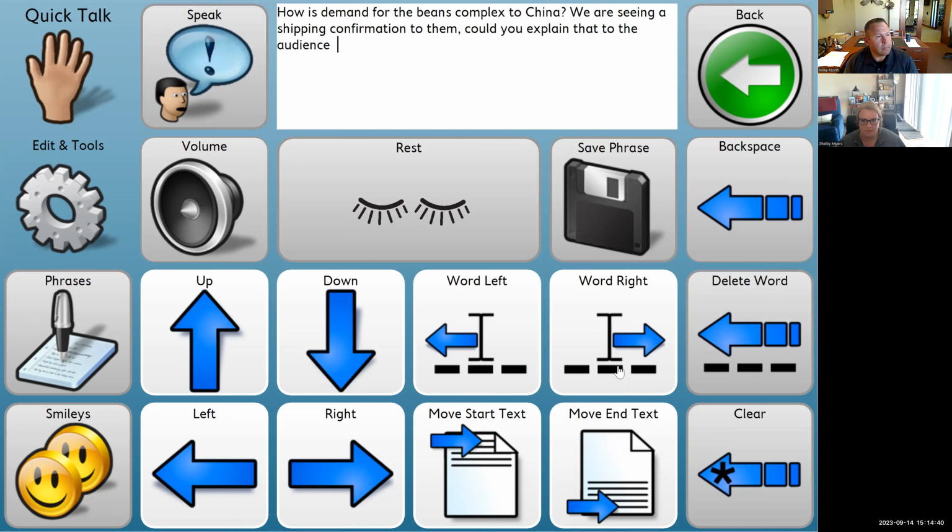How is demand for the beans complex to China? We are seeing a shipping confirmation to them. Could you explain that to the audience?